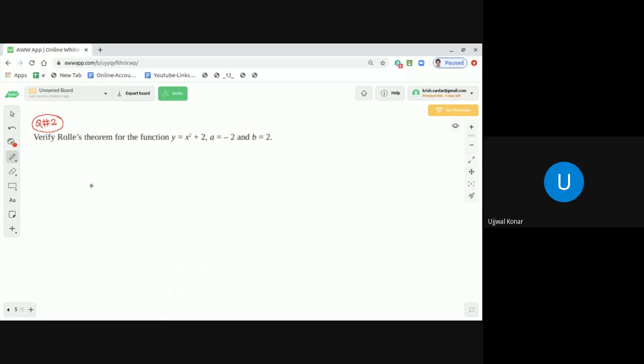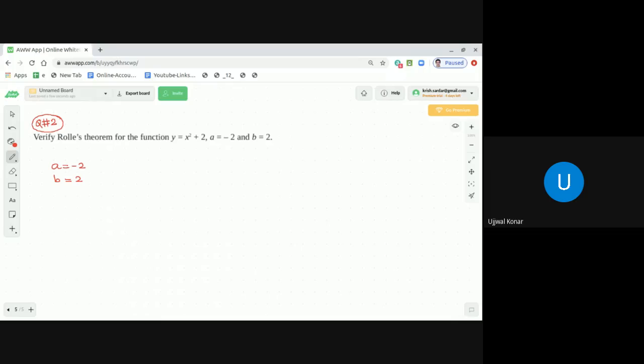So what is that here? Here a is equal to minus 2 and b is equal to 2. So what is the function y equal to x square plus 2? And it is a polynomial function, right? And we know polynomial function is always continuous.